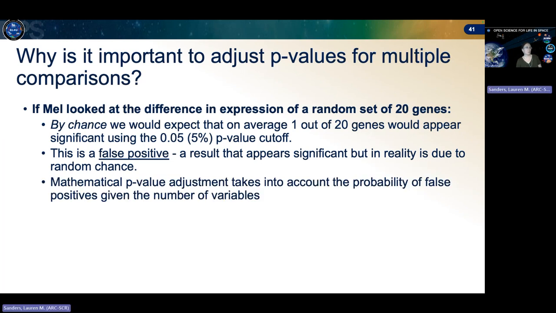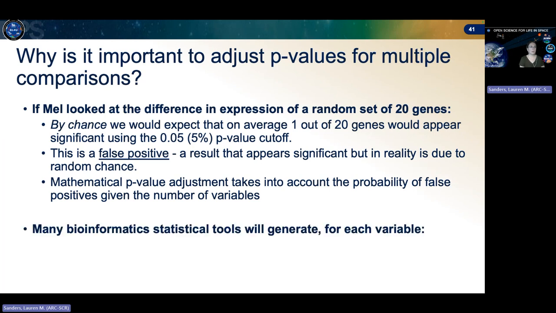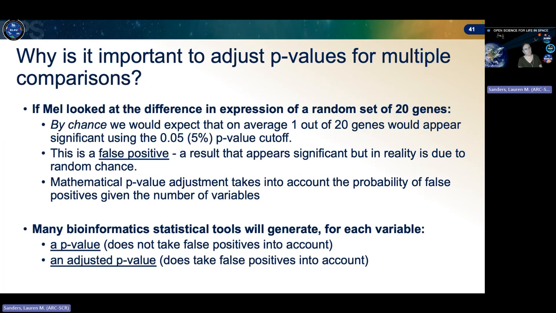So mathematical p-value adjustment takes into account the probability of false positives given the number of variables. So many bioinformatic tools are going to generate a p-value, which doesn't take these false positives into account, and an adjusted p-value, which does. So we're not going to get into the actual math behind this, but all of the p-values are mathematically adjusted and generally increased in value in order to take the amount of variables that were being tested into account.